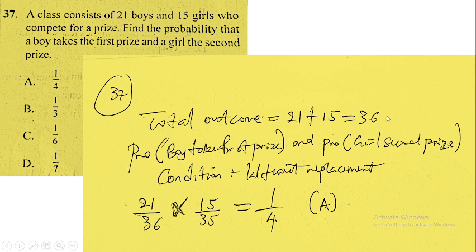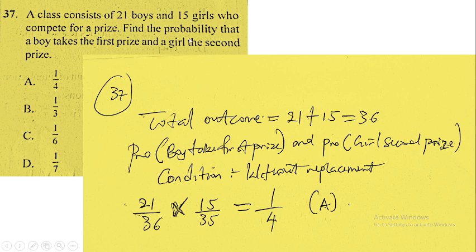And that will now give us 35 as the new total, because the boy that has already taken first cannot take second again. It's not possible. So now the boy that took first cannot take second. So that means the total outcome has reduced by 1, since one boy has already taken the first. Now the girls still remain intact. We still have 15 girls there. It's only the boy that has reduced by 1, and the total outcome as well.